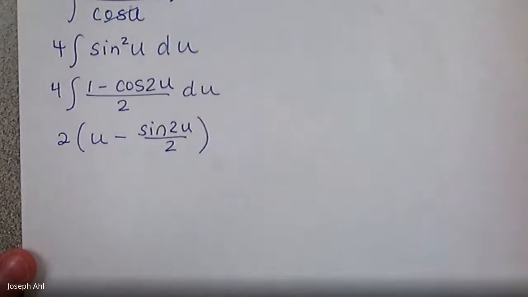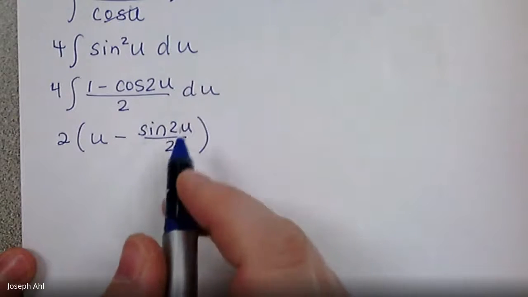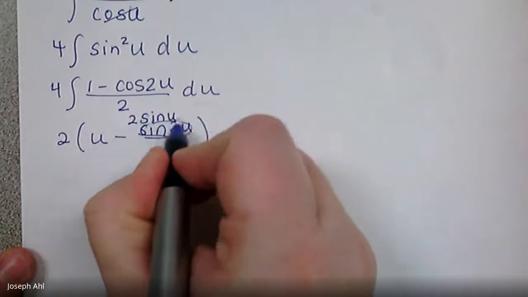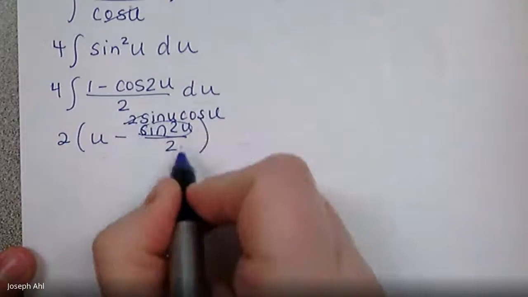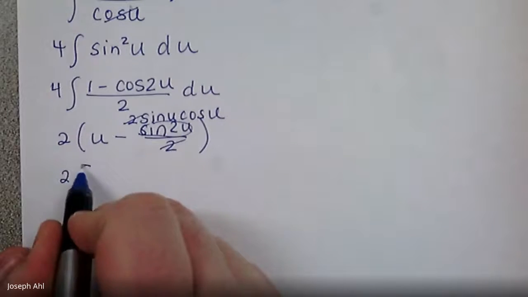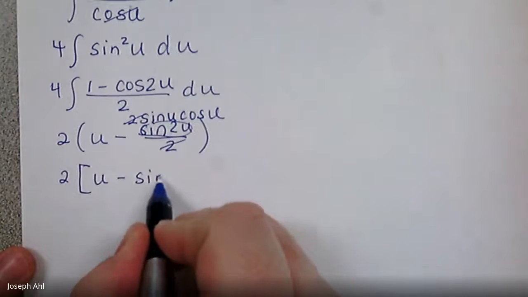And then again, now we're at the point where we saw that double angle substitution before. Remember that sine 2u is really the same thing as 2 sine u cosine u, which makes those 2's cancel out. So we get 2 times u minus sine u cos u.